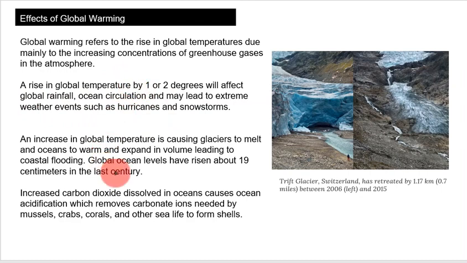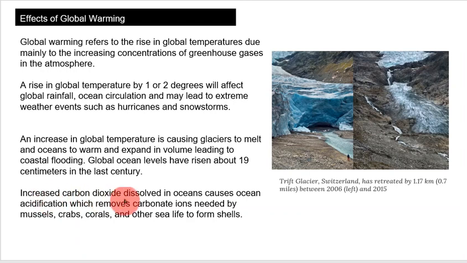An increase in global temperature is causing glaciers to melt and oceans to warm and expand in volume, leading to coastal flooding. So it reduces the amount of land mass that's available. And if you're one of the people who live close to the sea, for example, this can have a major impact on your life. Global ocean levels have risen by 19 centimeters in the last century. So slowly but surely, sea levels are starting to increase.